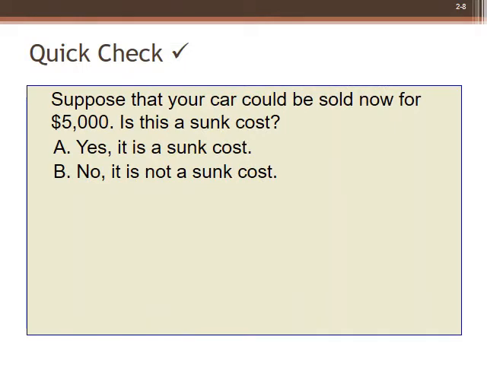Okay, now again the question is that suppose that your car could be sold now for $5,000. Is this a sunk cost?